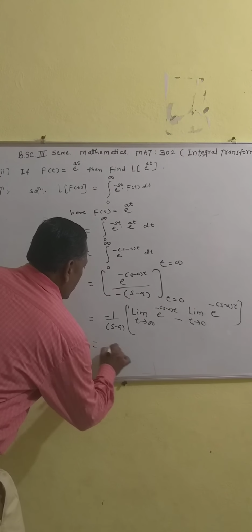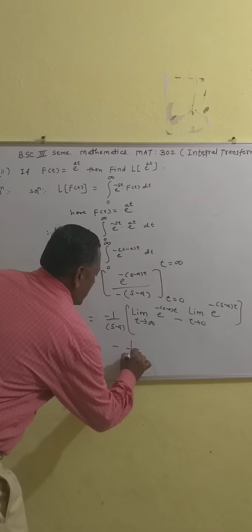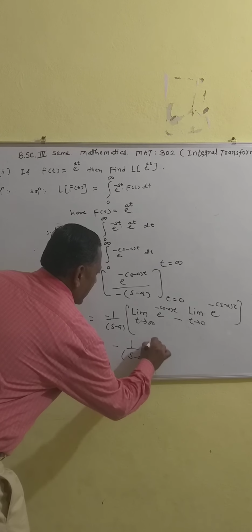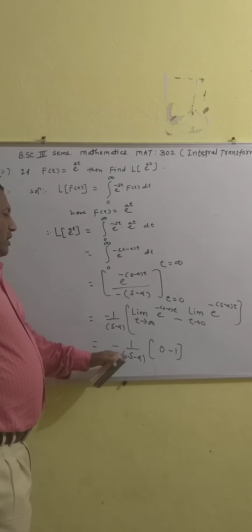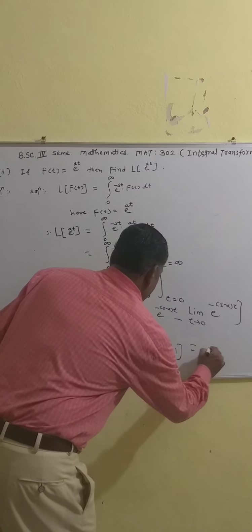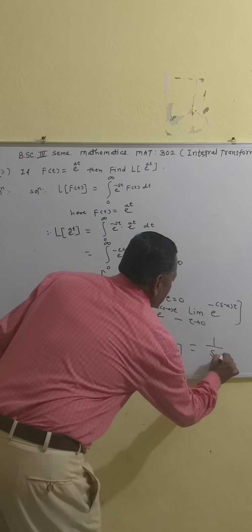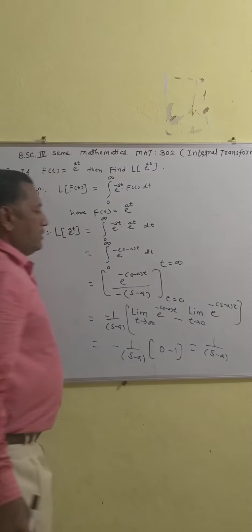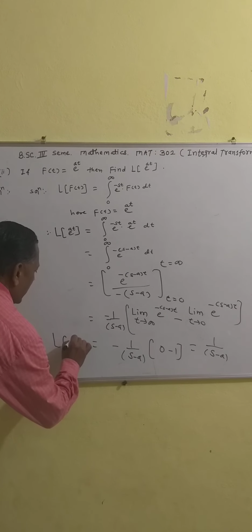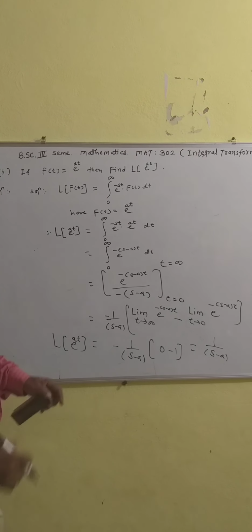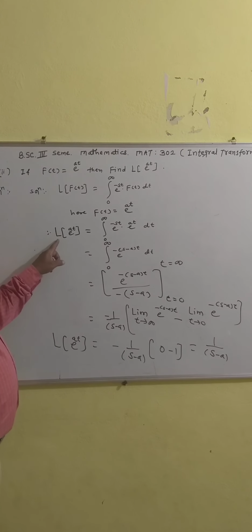So it is equal to minus 1 upon s minus a into (0 minus 1). Therefore minus minus plus, so it is equal to 1 upon s minus a. So this is the Laplace transform of e raised to at. Thus the Laplace transform of e raised to at is equal to 1 upon s minus a.